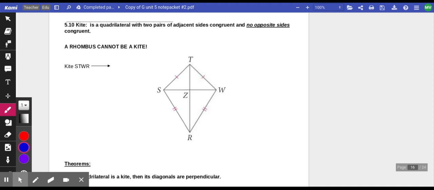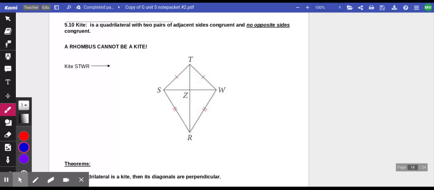Hello, everyone. So our next shape is a kite. A kite is a quadrilateral with two pairs of adjacent sides congruent and no opposite sides congruent. A rhombus cannot be a kite. So when we look at our kite here, we have two pairs.